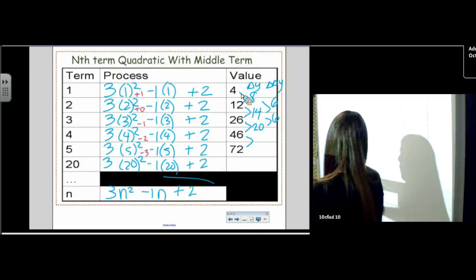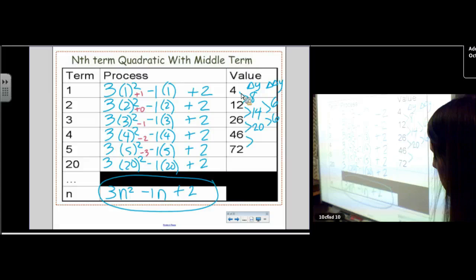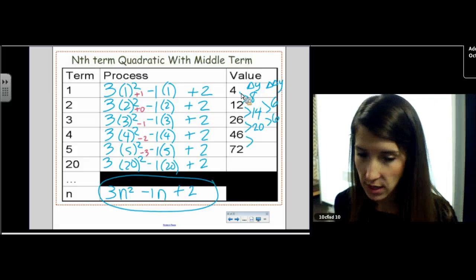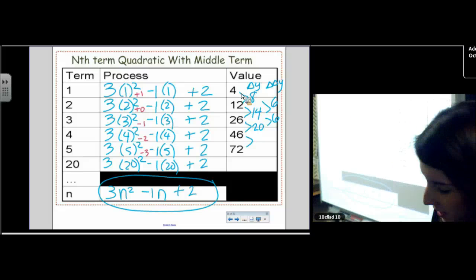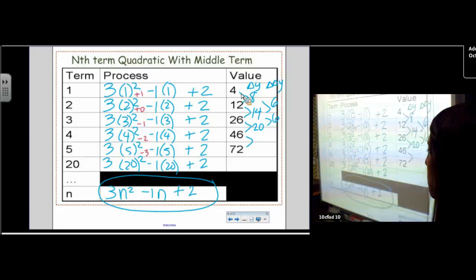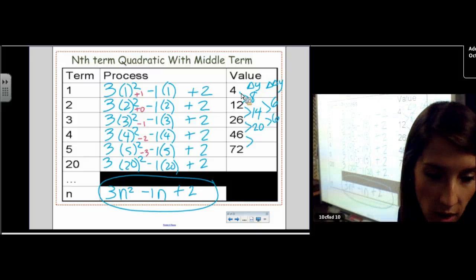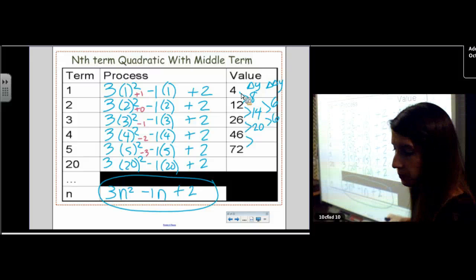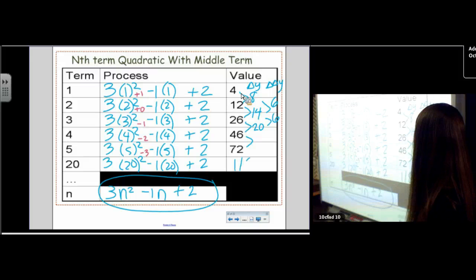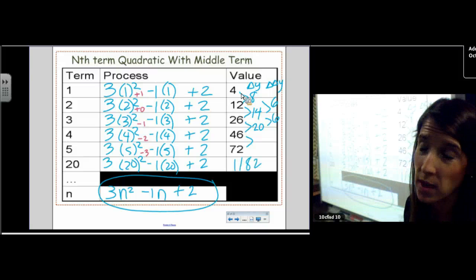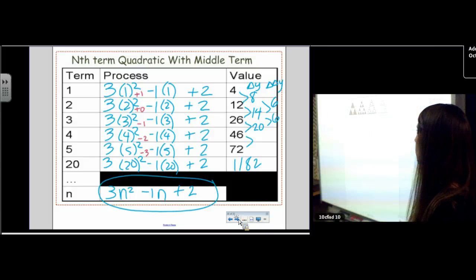So our equation is 3n squared minus n plus 2. Remember, you don't need to write the 1. The 1 is understood. And now we're going to try the 20th term. 3 times 20 squared minus 20 plus 2. What are y'all getting? Yep, good job, Chloe. 1,182. So that is quadratic with a middle term. You definitely need to practice that in your homework tonight.